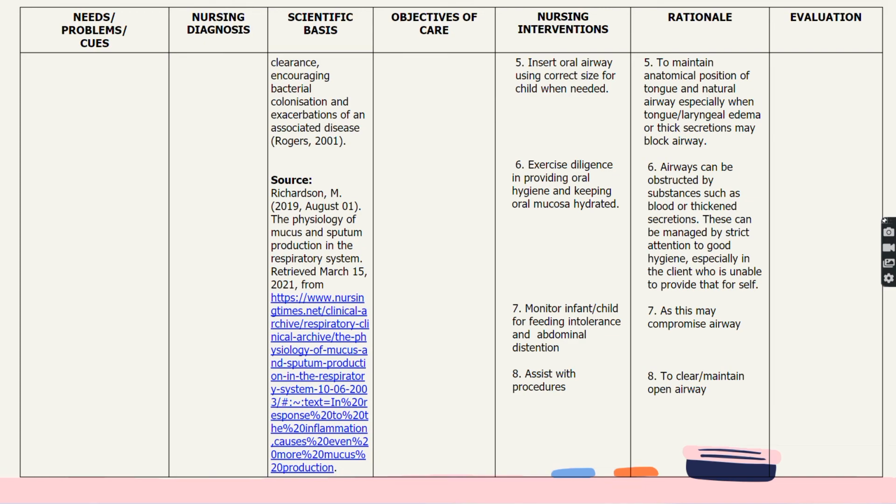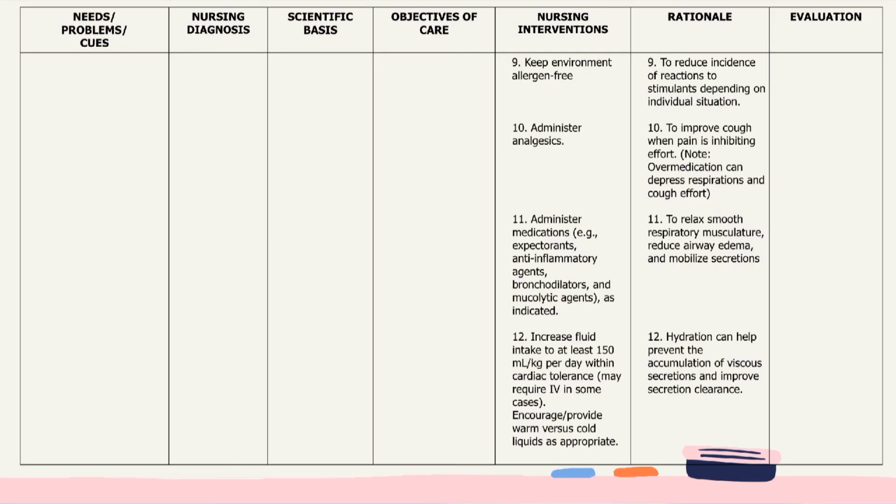Next, monitor the infant or child for feeding intolerance and abdominal distension, as this may compromise the airway. Assist with procedures to clear or maintain an open airway, and keep the environment allergen-free. This is to reduce the incidence of reactions to stimulants, depending on the individual situation. Administer analgesics to improve cough when pain is inhibiting effort. Note that overmedication can depress respirations and cough effort.